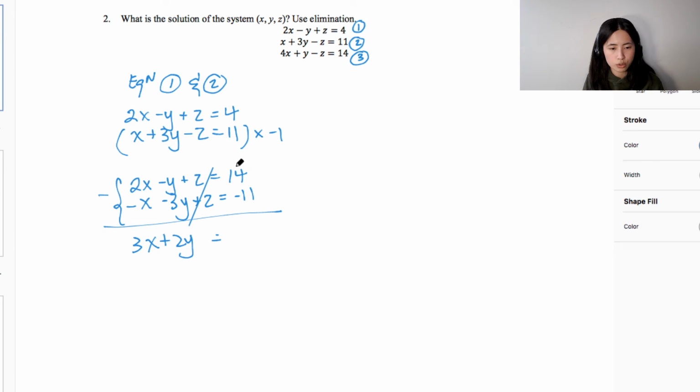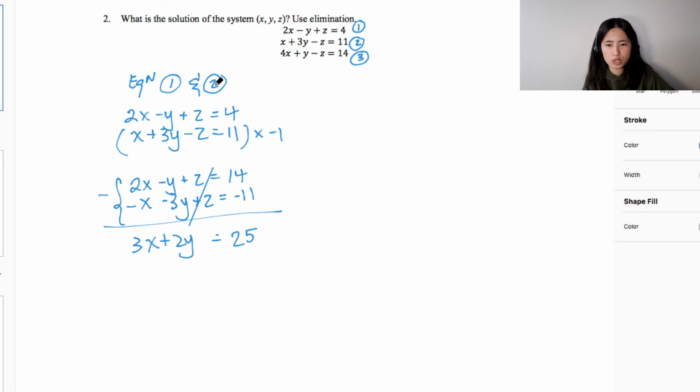And this is equal to 14 plus 11, so that's going to be 25. Right? Okay, so now you know that you have 3x plus 2y, which is equal to 25, right? So remember what I said, you're going to pick two combinations of equations that should not be repeated, right?